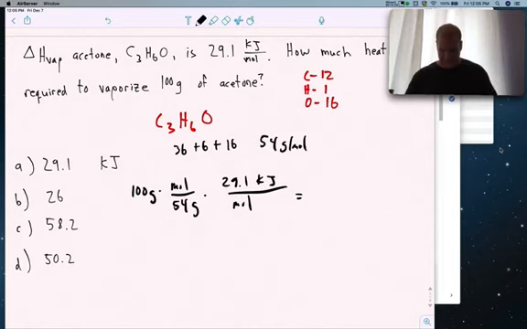3 times 12 is 36. Okay. 100 divided by 54. I should be careful about doing math on the fly. Alright, so this is... I might have screwed this up. How do you pause? It turns out I should not have doubted myself. It was 58. And this is 50.2. So, that is how you solve that.